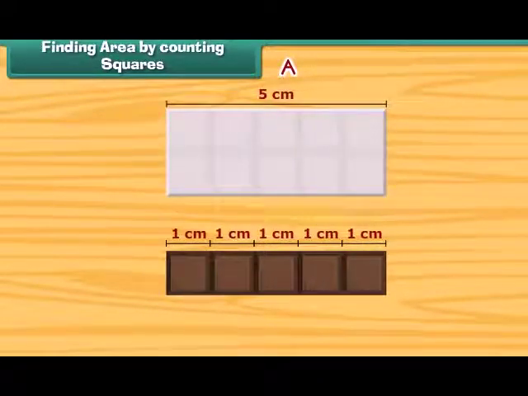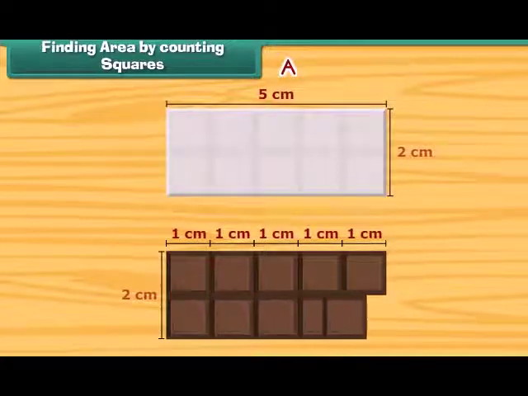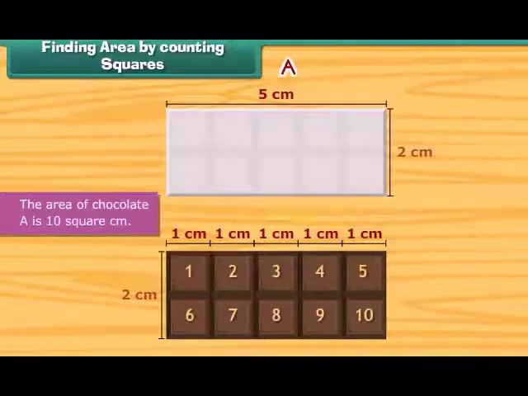The width of this chocolate is 2 centimeter. So, 2 squares can be arranged along its width. Thus, in total, 10 squares can be arranged on it. So, the area of chocolate A is 10 square centimeters.